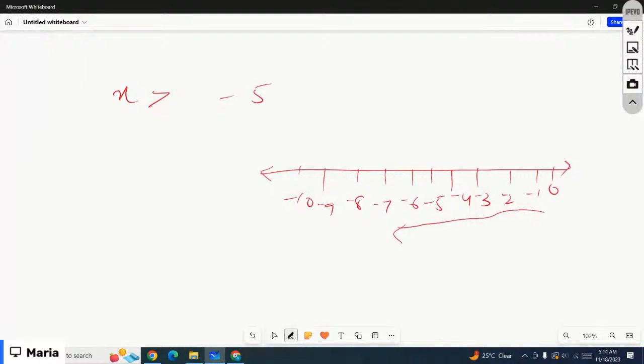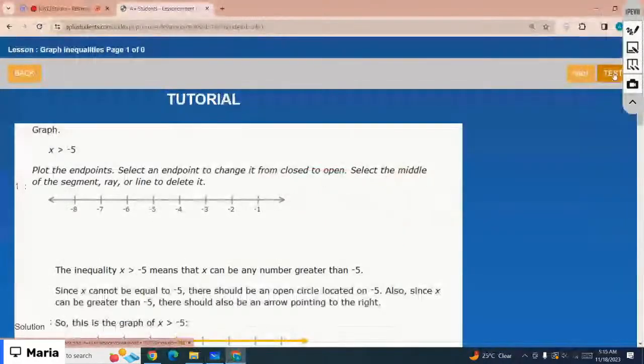The number x is greater than negative 5. Here is negative 5. So greater numbers are on this side. They all are greater than negative 5. Negative 4, negative 3, negative 2, negative 1, they are greater than negative 5, right? So this side is the correct option. This is how you graph the equation. Let's just start with the test question.